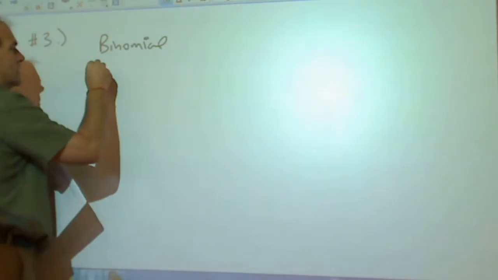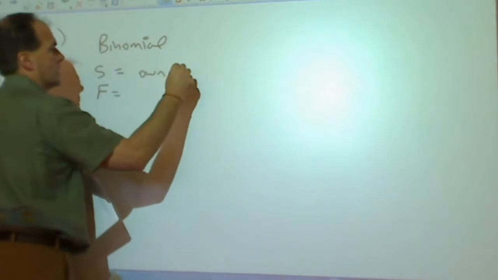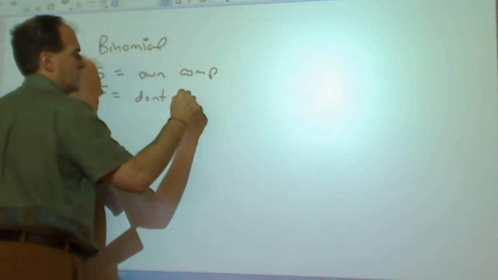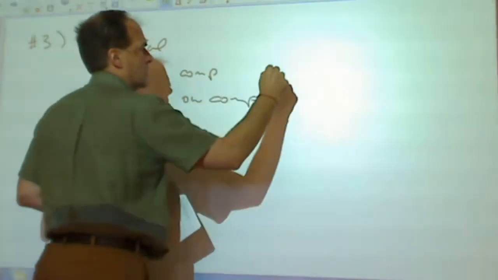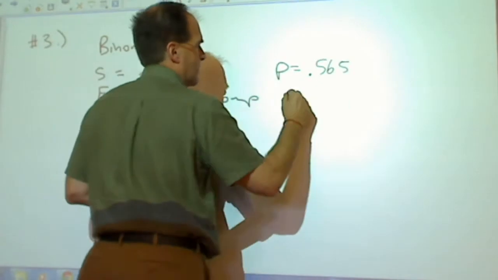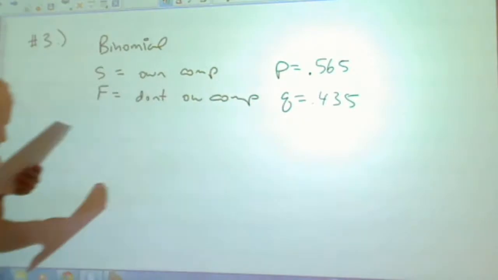Okay, so it's binomial. So do we know success and failure and P and Q and N? What are they? Automatically know Q. Okay, did we know N?